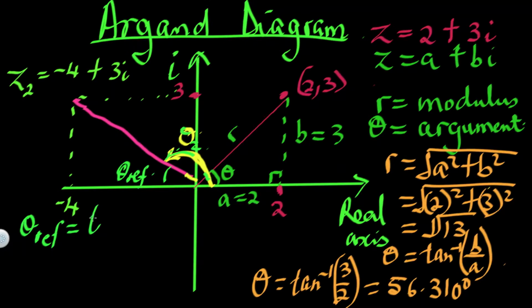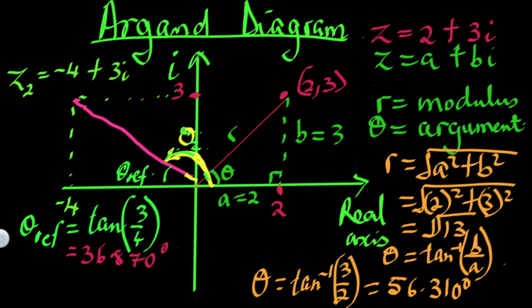Theta 2, let us start by finding theta ref. Theta ref is arctan of b over a, which is 3 over 4. Don't worry about putting the sign. Just use the positive signs when you're finding your reference angle. Such that what we have here is the arctan of 3 over 4. We get 36.870 degrees.